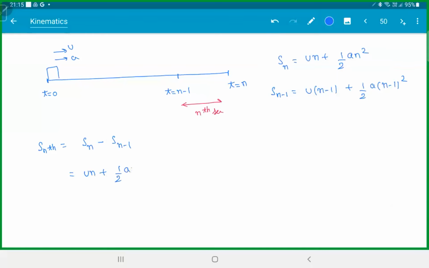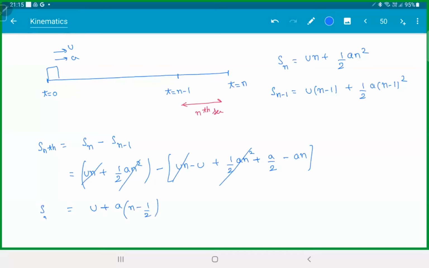You end up with un plus half a n square minus un minus u plus half a n square minus plus a by 2 minus a n. Half a n square and un cancel off. You get u plus a, minus goes inside, so u plus a into n minus half. This is your nth second, everyone. That's a general formula. You can just divide them. So you want to answer Sn by Snth. This is the nth second ka distance. This is n seconds ka distance.